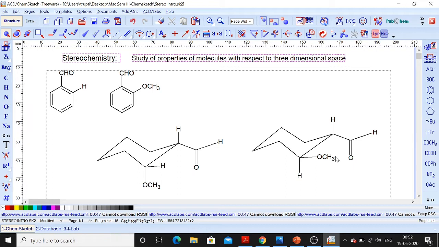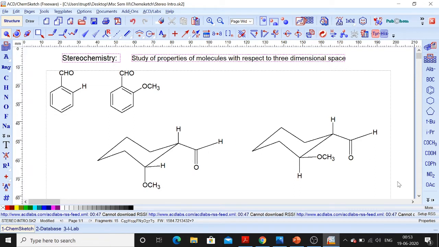So stereochemistry deals with reactions where the difference in reactivity is because of three-dimensional space, not the electronic effect. I hope with these two examples it is clear what the difference is between a normal chemical reaction and when I'm talking about the stereochemical aspect of a chemical reaction.